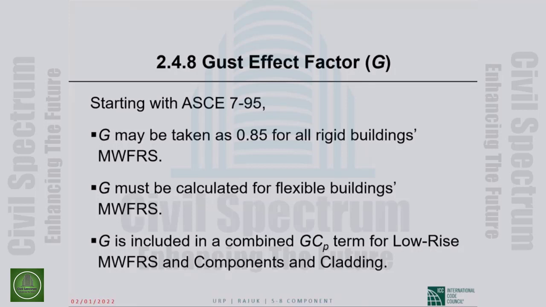Now, gust effect factor. Starting with AC 7 95, again I said 98, but 95 is when we switched to 3 second gust speed. Starting with when we adopted 3 second gust speed as the basis of design, G, as I told you, may be taken as 0.85 for all rigid buildings, and rigid versus flexible I will define fairly soon. G must be calculated for flexible buildings. This calculation is a major pain.